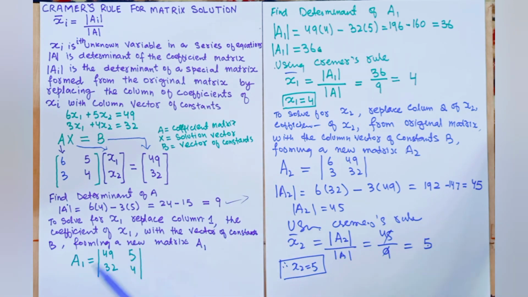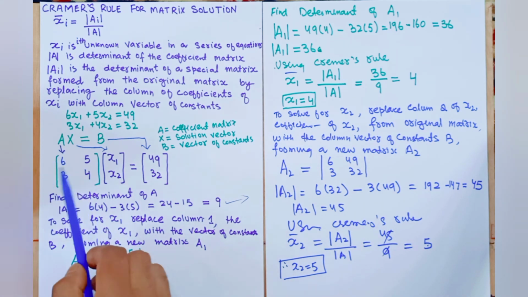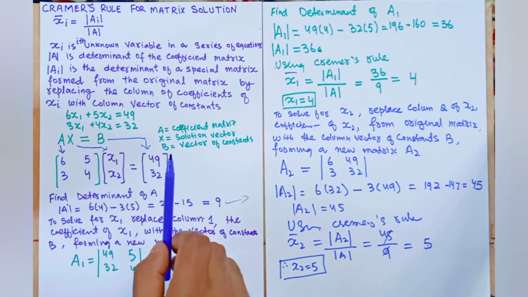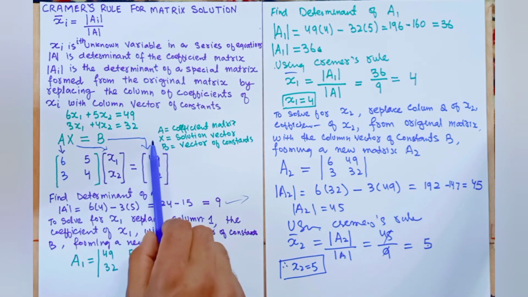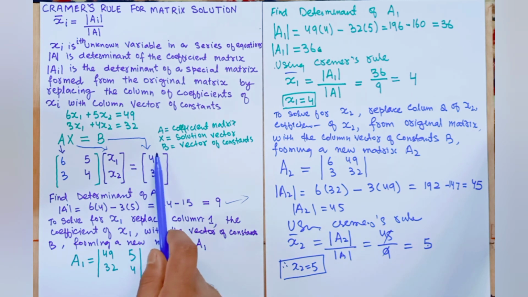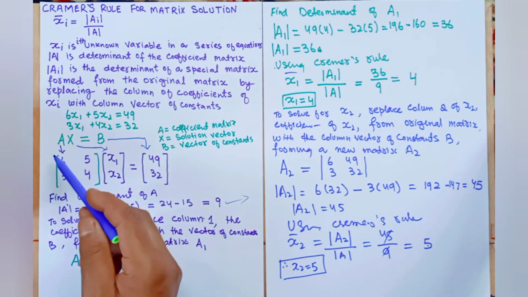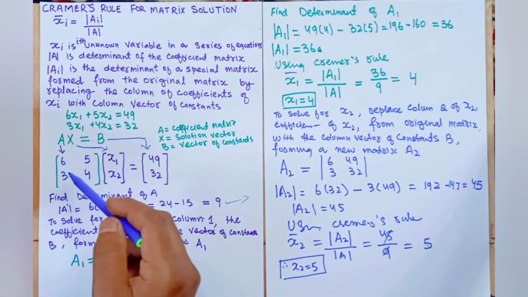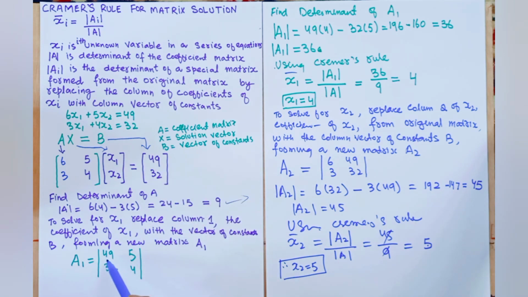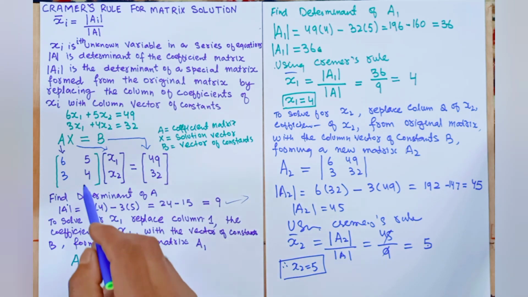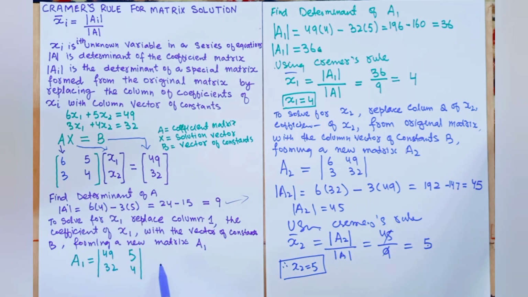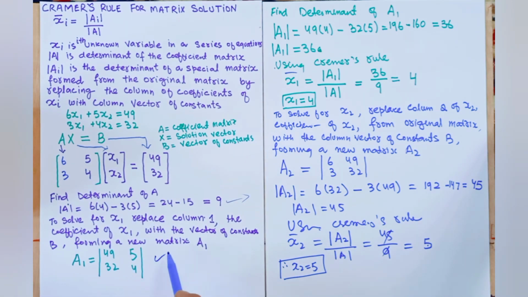Now, to solve for x1, we will replace the first column, that is the column of the coefficients of x1. We replace this column with the vector of constants, and from this we form a new matrix, that is A1. So in place of 6, 3, we replace these two elements by 49 and 32. I have written here 49 and 32, and this is the same 5, 4. So this is our resulting new matrix A1.